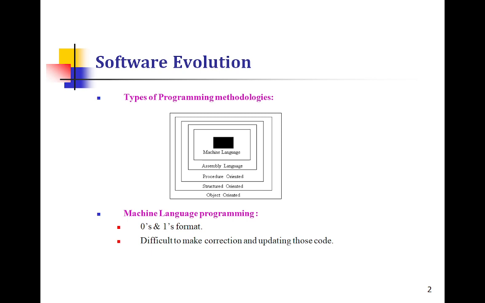That is, what the history is, what the present is, and what the future possibilities of growth are for a particular programming language. And these are the various types of programming languages available. Machine language, as you know, is in zeros and ones binary format. The machine can understand only zeros and ones binary format.